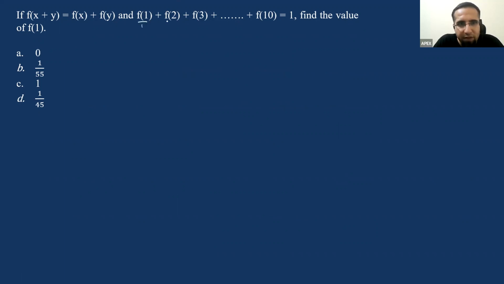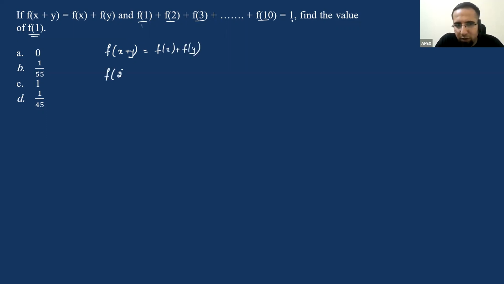We are given f1 plus f2 plus f3, and so on till f10 is equal to 1. Find the value of f1. That means somehow I want to use the value of f1 here. Right. And I'm given f of x plus y is equal to f of x plus f of y. Now, if I need to use f of 1, let us replace x and y as 1.